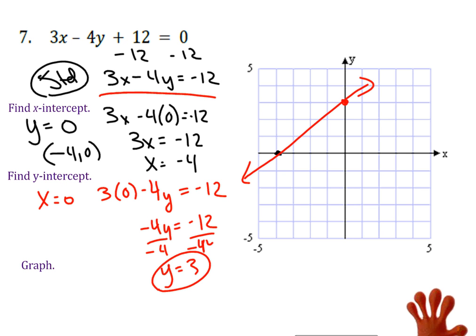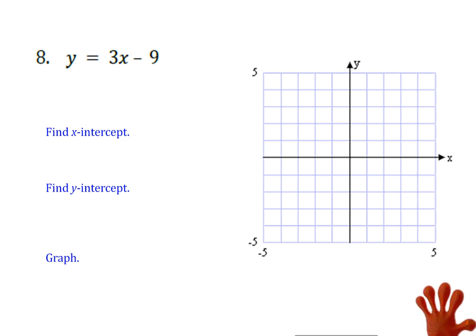Thank you very much for playing. The y-intercept is going to be 0, 3. Boom. I've got my 2 points. I can graph this thing.